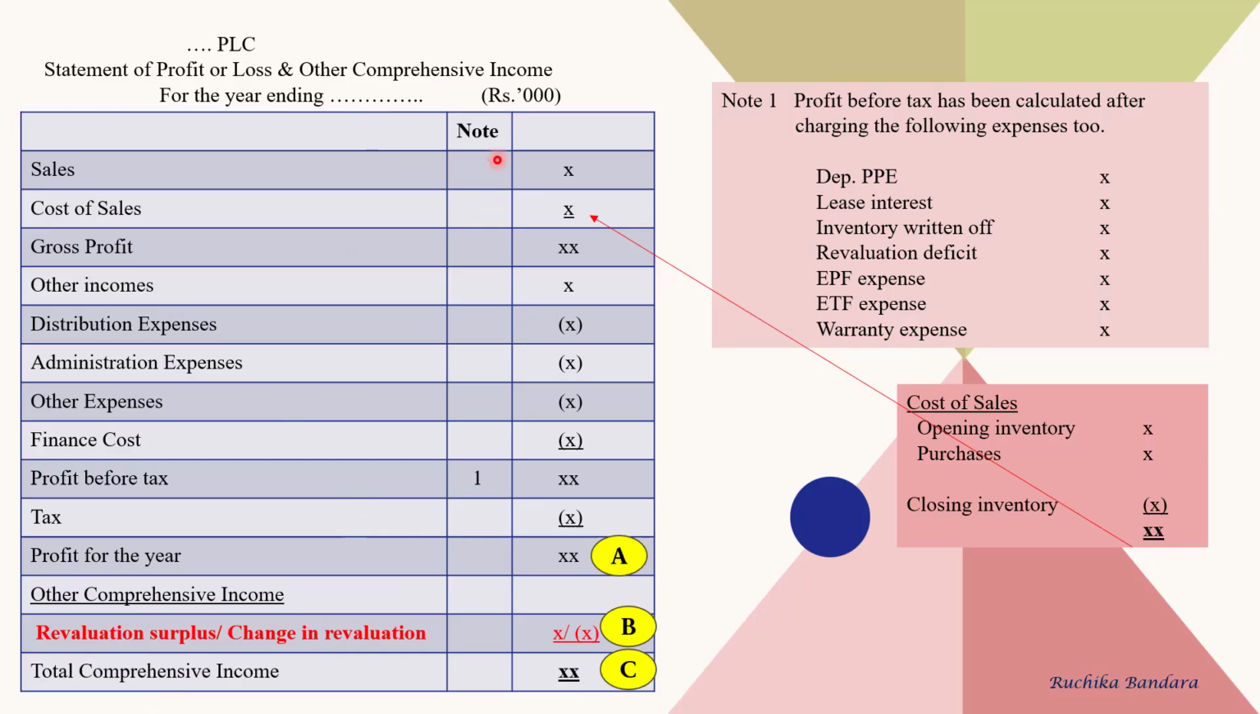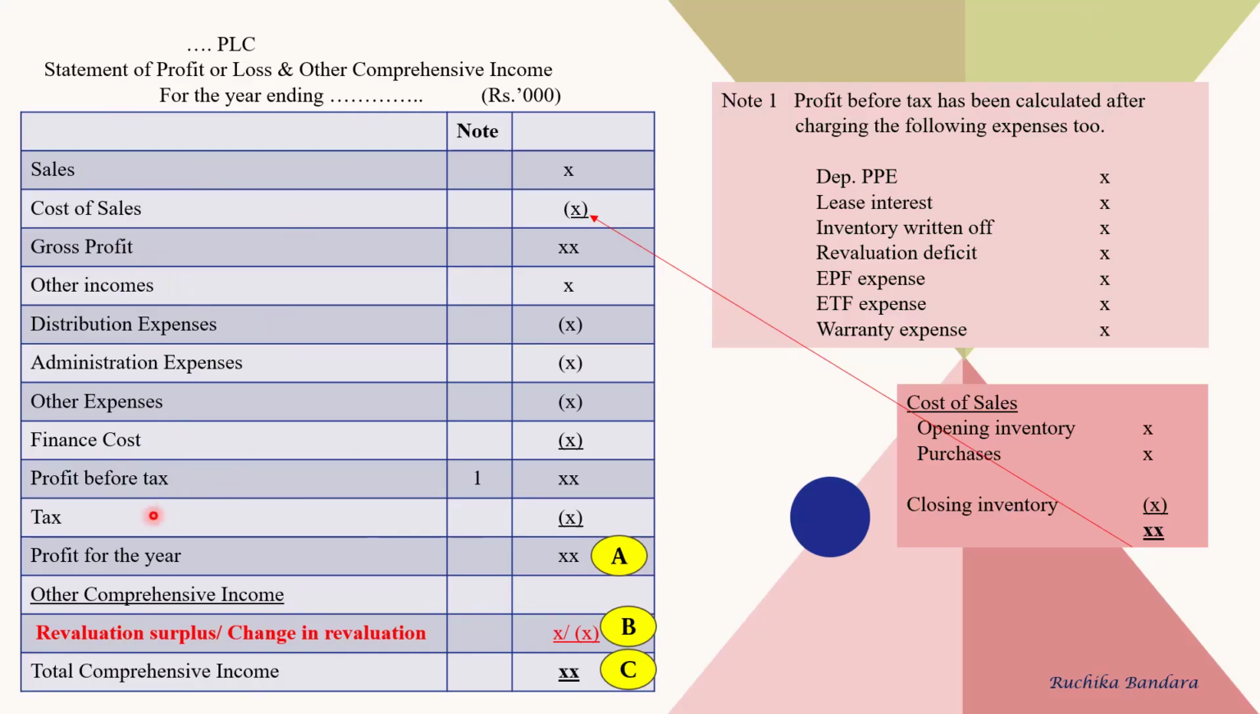Two columns, one column is for the note and the other column is for the value. Sales, cost of sales, then gross profit, other income. Whenever you are starting a sum, write this format and keep. Gross profit, other incomes, distribution expenses, administration expenses, other expenses, finance cost. Then this answer is a profit before tax.